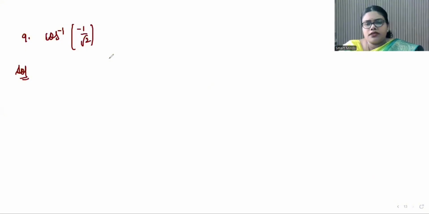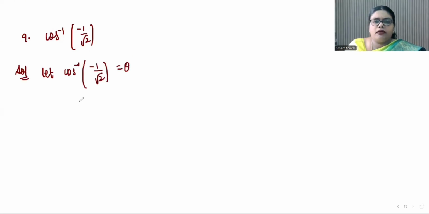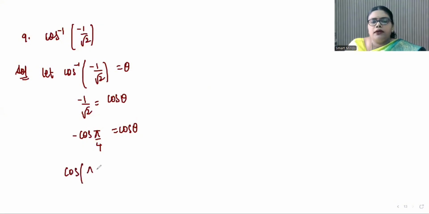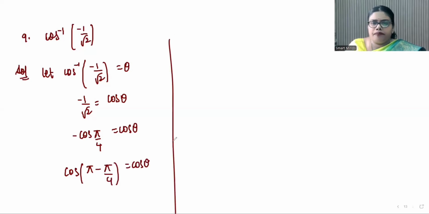Take the next question, cos inverse of minus 1 by root 2. Let's say cos inverse of minus 1 by root 2 equals theta. So minus 1 by root 2 is cos theta. Now 1 by root 2 can be written as cos pi by 4, and minus cos theta can be written as cos of 180 minus theta. That is cos of pi minus pi by 4 equals cos theta, since cos of pi minus theta is minus cos theta.